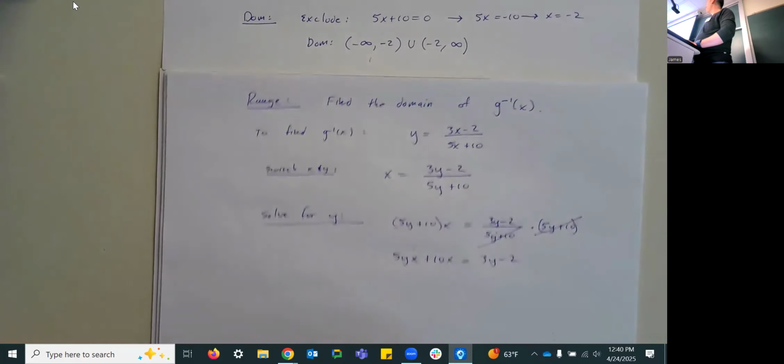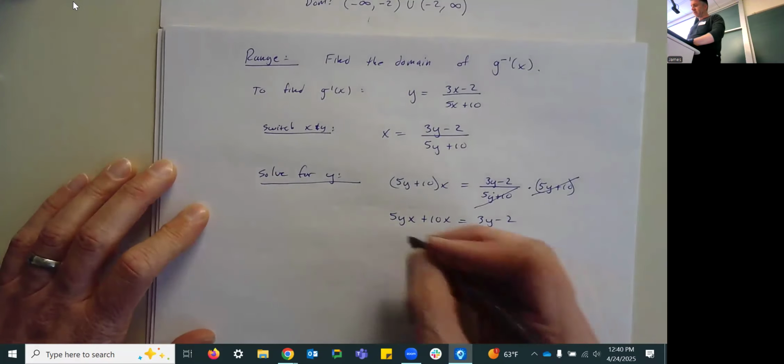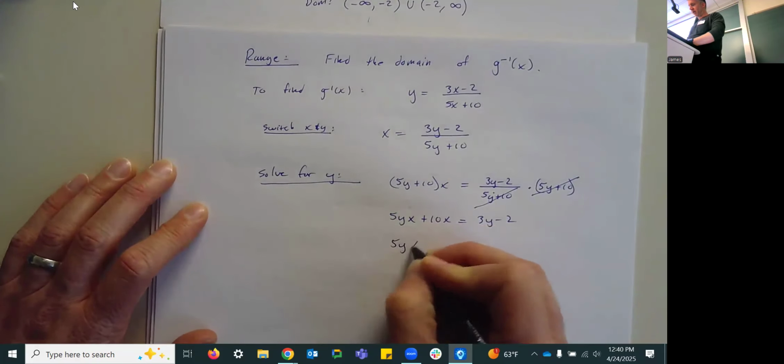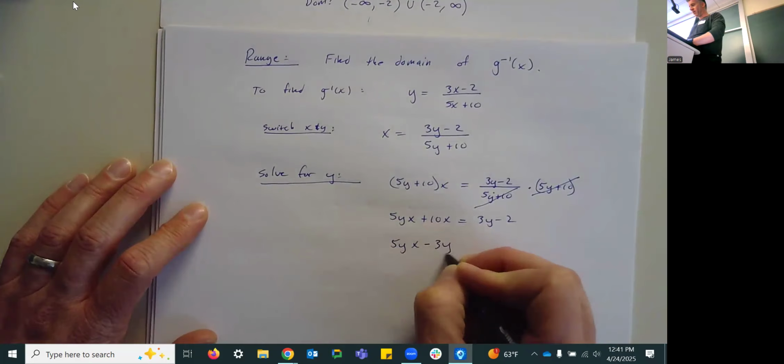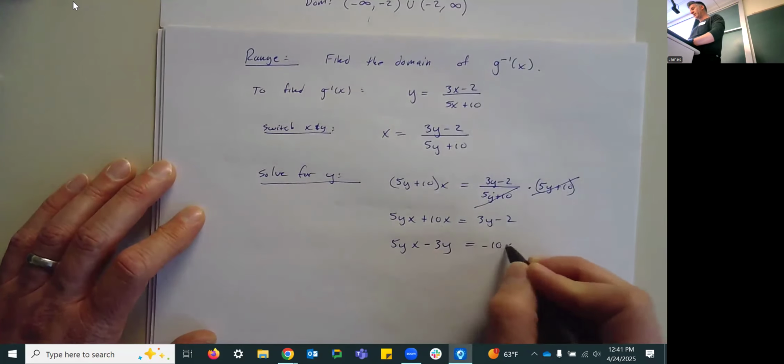We're trying to solve for y. It means all the y's have to get grouped on one side and all the not y's have to get grouped together on the other side. So I'm going to put the y's on the left-hand side. I've got 5yx minus 3y. Put all the other stuff on the other side. So it's going to be a negative 10x minus 2.